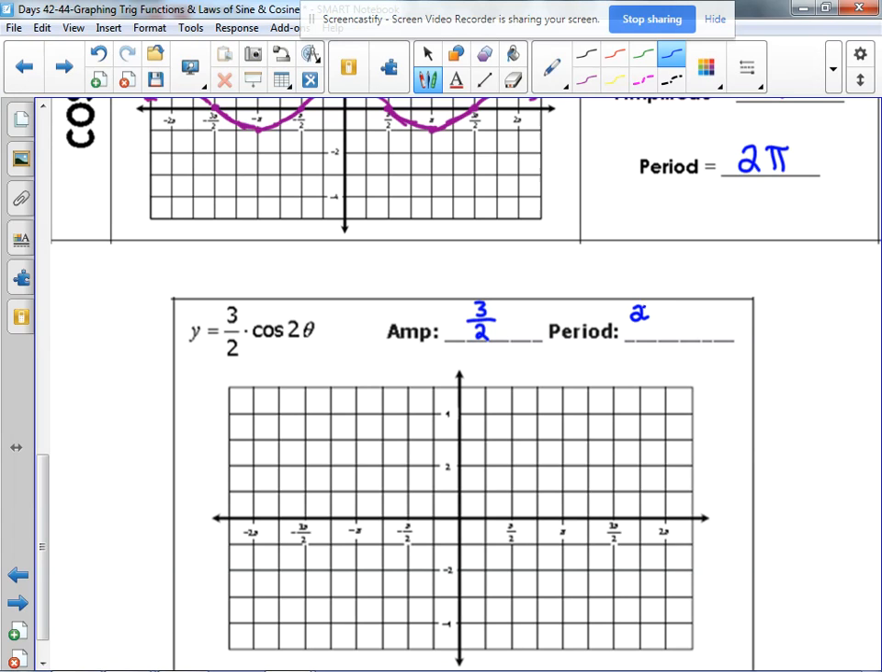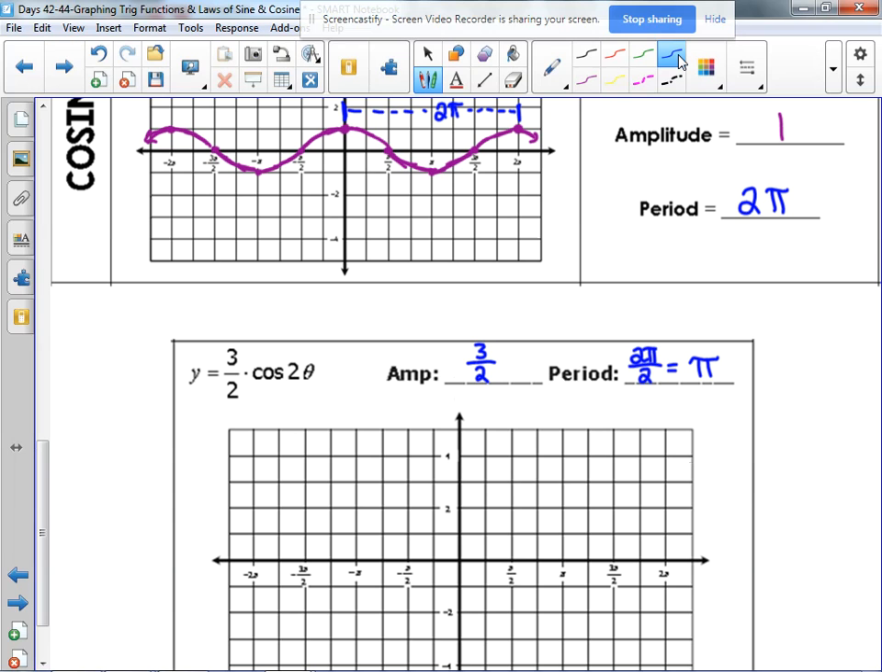Our period is 2 pi divided by that number with the variable, so 2 pi divided by 2. So this is pi. Again, think through it. When you multiply the x, it's a horizontal stretch or shrink. If it's bigger than 1, it's actually a shrink. Our period went from being linked to 2 pi to pi, so we're shrinking things in.